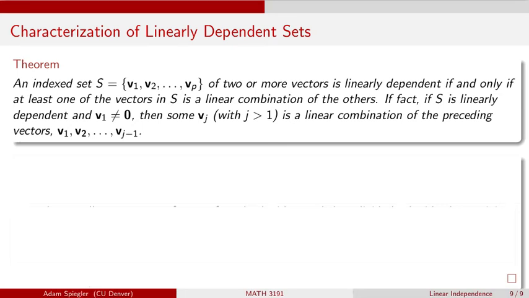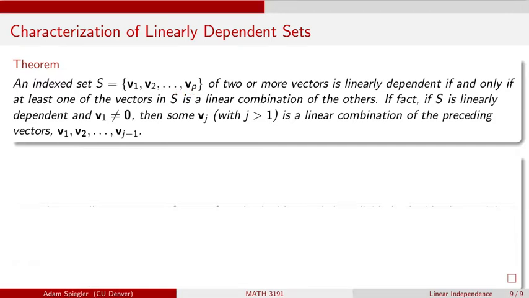Okay, and finally, for our last video relating to the section of the text on linearly independent sets, let's prove the following theorem, which is called the characterization of linearly dependent sets. So an indexed set S, which contains p different vectors, v1, v2, up to vp, where now we're going to assume that p is at least 2. So we have at least two vectors in this set.